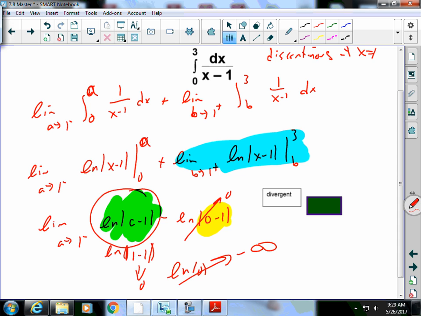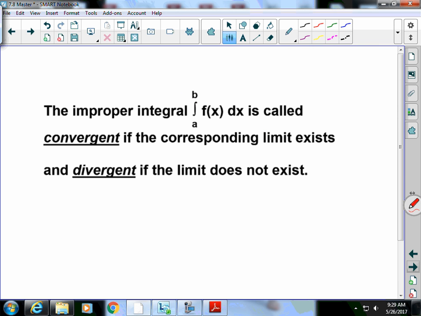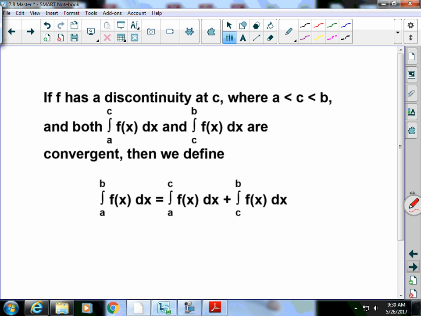All right. So I don't have to evaluate the rest of it. If part of it's divergent, the entire thing's divergent. So now it says the improper integral a to b of f(x) dx is called convergent if the corresponding limits exist, and divergent if the limits do not exist. So remember, I could tell it's convergent if the limit exists, and I could tell you it's divergent if the limits don't exist.